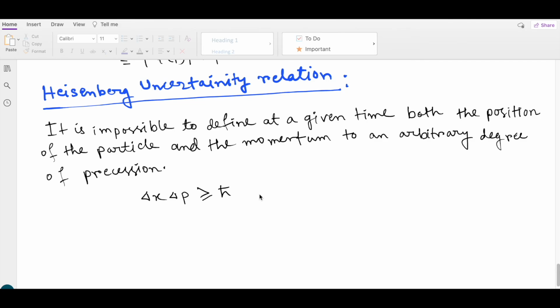This is no experimental failure or something like that. There is no experiment that can measure position and momentum simultaneously to a great degree of precision. There must be some uncertainty which must be greater than or equal to h cut by 2. And what are delta x and delta p? These are the uncertainties in position and momentum.